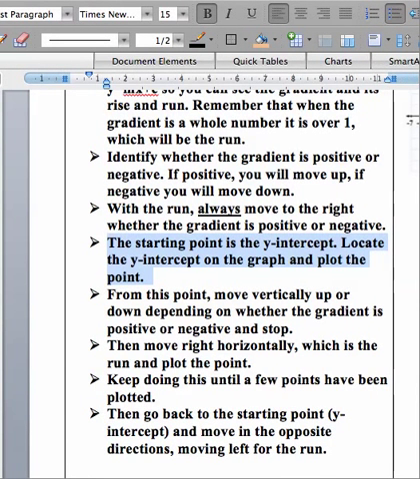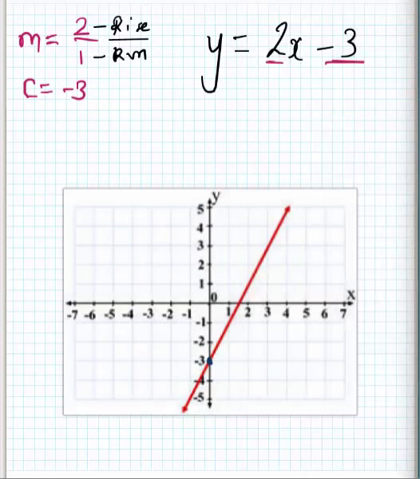Now, from this point, move vertically, up or down, depending on whether the gradient is positive or negative, and then we stop. We know we're moving up because our gradient is positive. Here's our starting point. Now, what is our rise? Because we're going up, our rise is 2 units. We go up along the y-axis because rise is really the y-axis and run is really the x-axis. So from our starting point, let's rise up 2 units. 1 and 2, and we stop there.